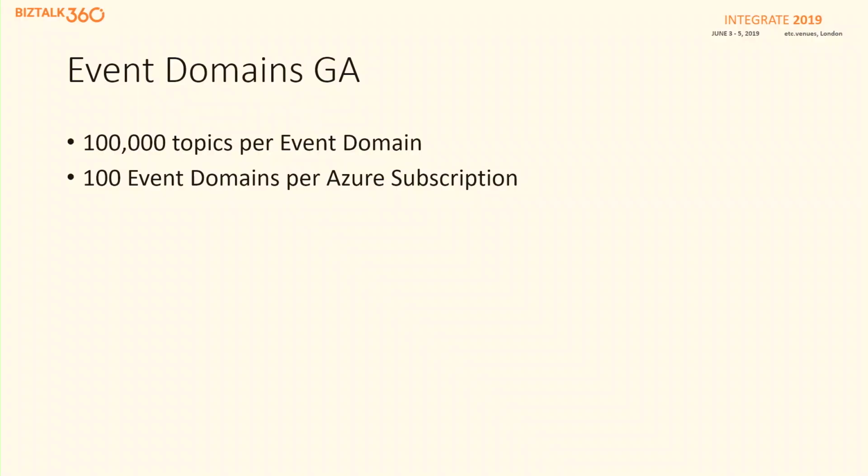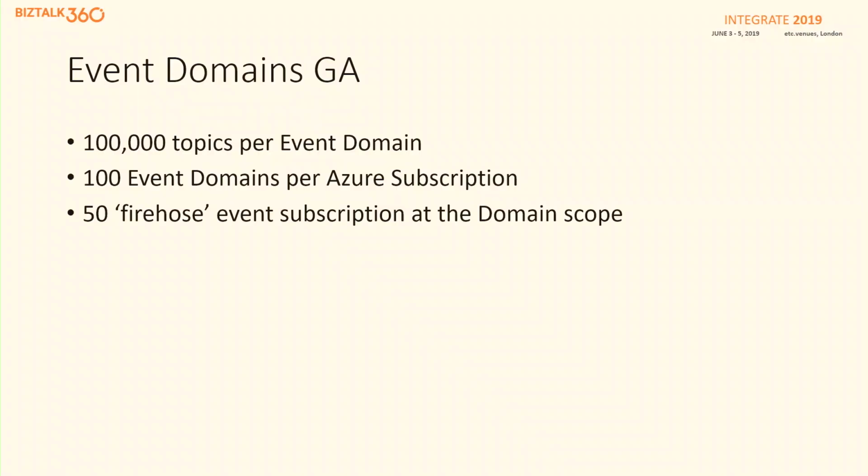Each domain can now have up to 100,000 topics within a domain. You can have up to 100 domains within your Azure subscription. So that basically means you can have 1 to 2 domains per Azure region you're operating in. And you can have 50 Firehose event subscriptions at the domain scope. And I'll explain that in a moment.